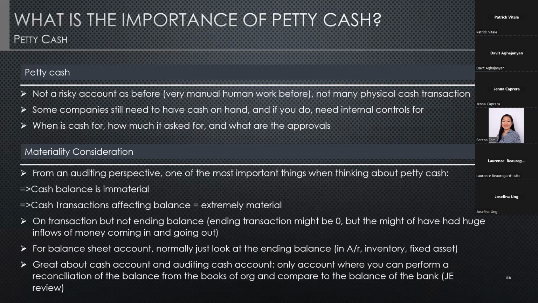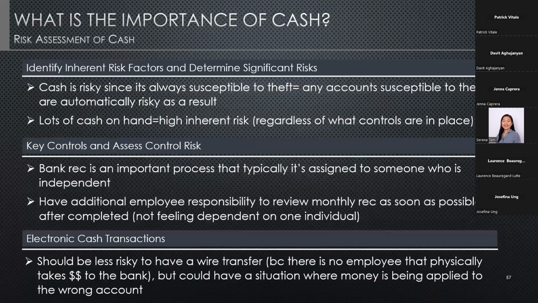And the good thing about cash is that we could do a reconciliation to really find out the error, right? Before, if there was a mistake or something, we couldn't really do much about it, maybe adjust our detection risk, but here we have the dollar amount that we're missing. Okay, identify inherent risk factors and determine significant risk. Right, so cash is always susceptible to theft. So for that reason, we're always going to be on the lookout for it as automatically risky.